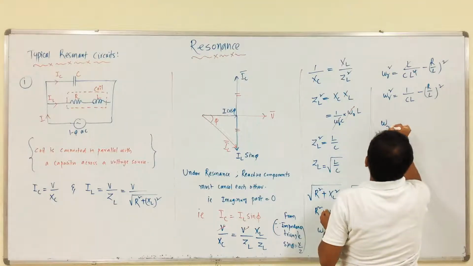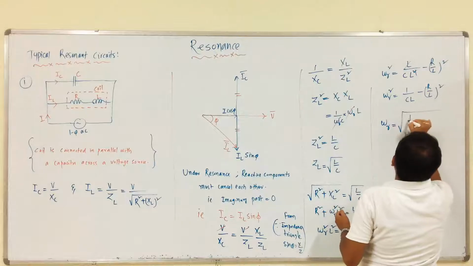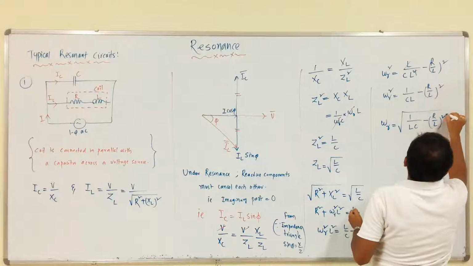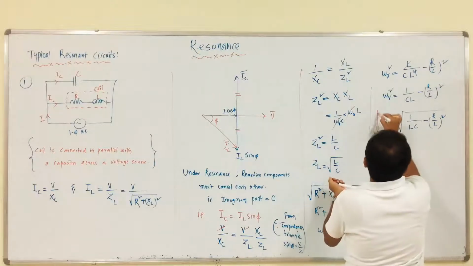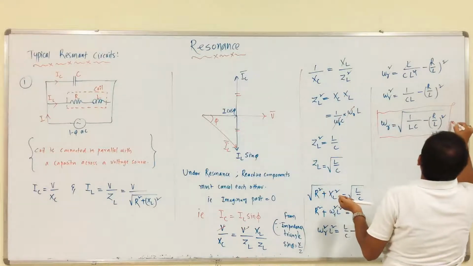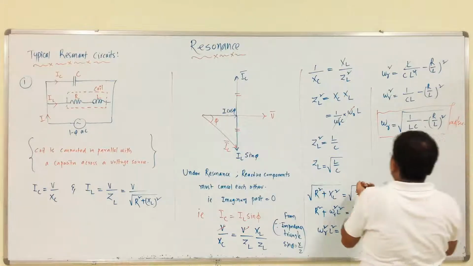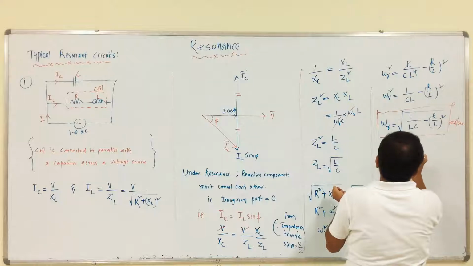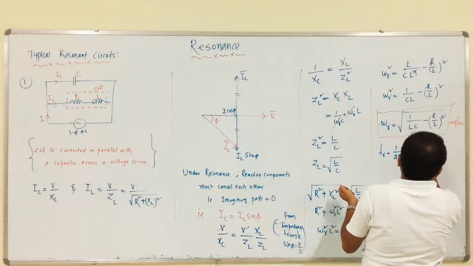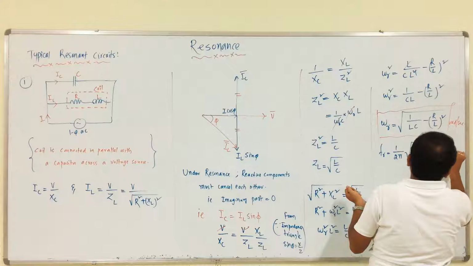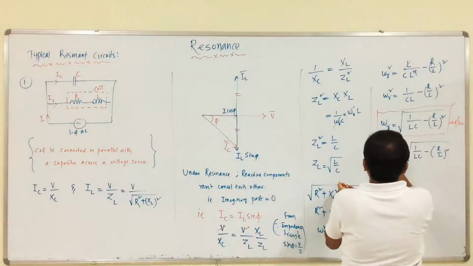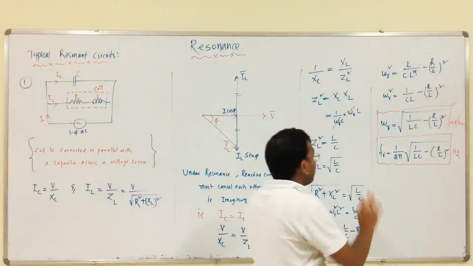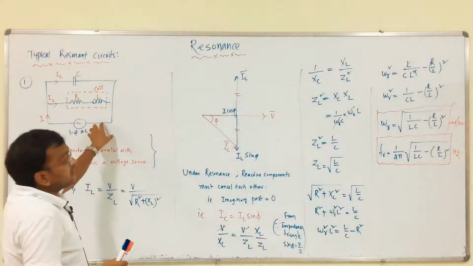So, from this the resonant frequency is nothing but what? ω_r = square root of (1/LC − (R/L)²) radians per second. In case of hertz, f_r = 1/2π × square root of (1/LC − (R/L)²) hertz, right? This is the frequency for this circuit.